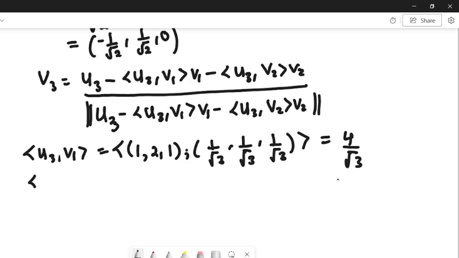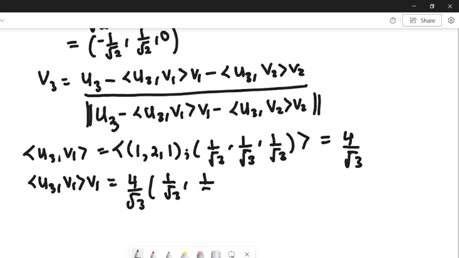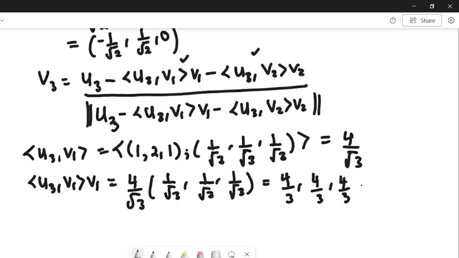So next we have the inner product of U3 and V1 times V1. You're multiplying 4 over root 3 by (1 over root 3, 1 over root 3, 1 over root 3). So this is going to give us (4 over 3, 4 over 3, 4 over 3). This one you're not adding, you need to get the difference. So we have found that first part, and you go to the second part.